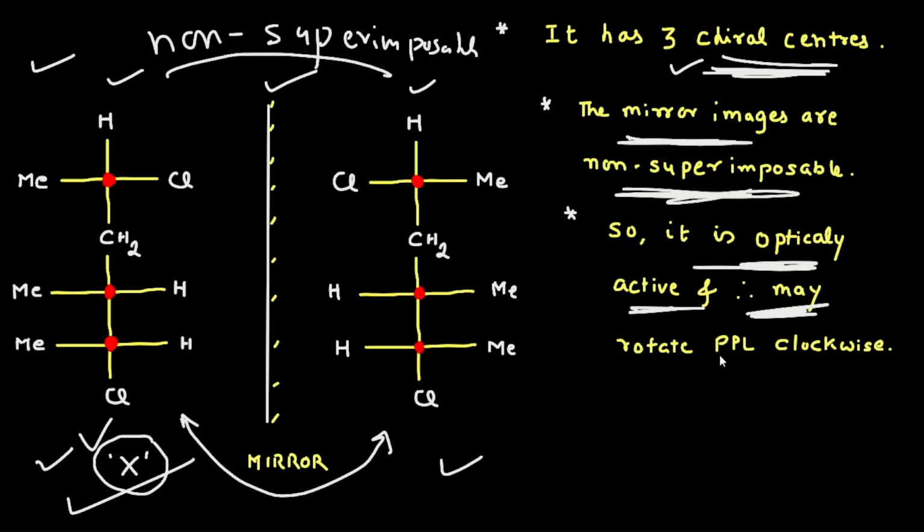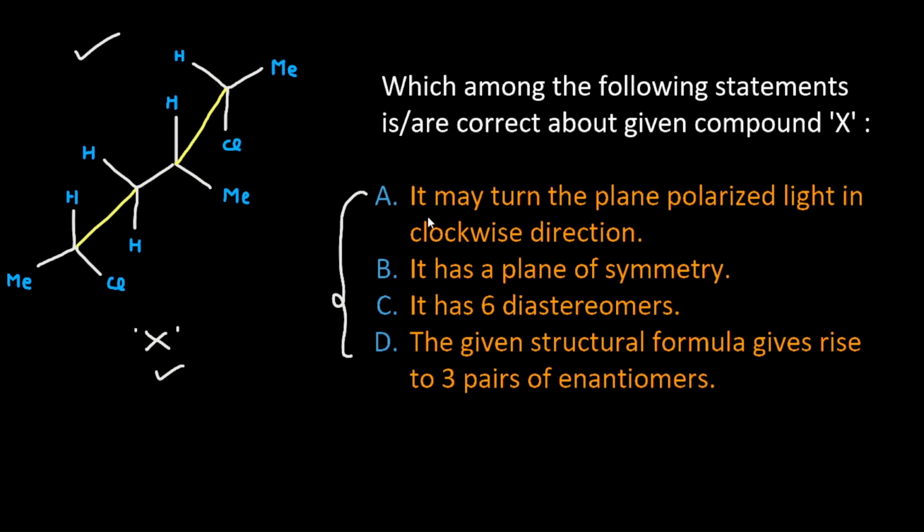For rotation of plane polarized light, you have to detect it experimentally. It may rotate in the clockwise direction or it may rotate in the anti-clockwise direction. Any one direction will operate, either clockwise or anti-clockwise. So now if you try to see the options, first option: it may turn, look at the word may, it may turn the plane polarized light in the clockwise direction.